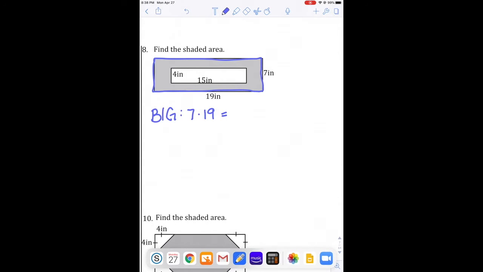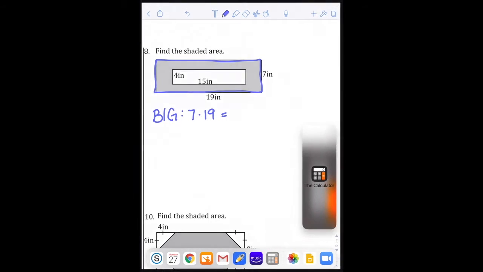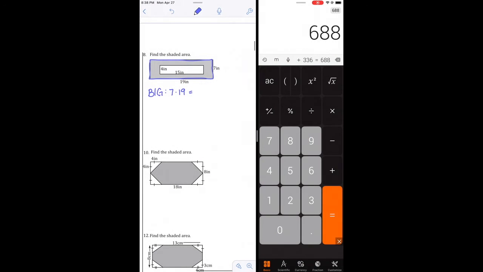All right, well, here's my strategy. I'm going to find the area of this big rectangle, including everything inside of it. So that includes the gray area and the white area. And I'm going to label that, instead of like shape 1 and 2, I'm going to label that big. Here's the area of my big rectangle. That's going to be 7 times 19. So get the calculator going. 7 times 19 is 133.